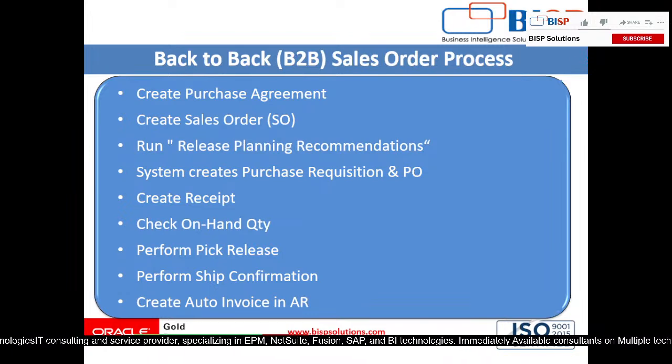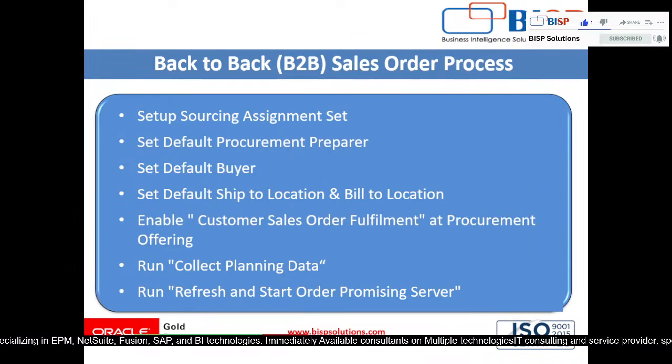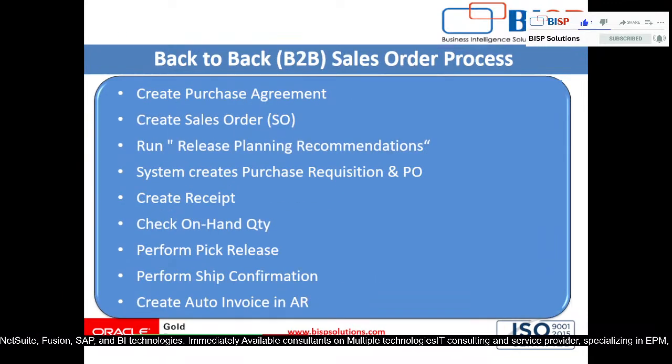We already did this one, so no need to perform it again and again. Whenever you are doing any practice, you have to perform some setups like these, and after that we create the sales order, and based on the sales order, the system creates the purchase requisition and purchase order. After that we create the receipt, and you can check the on hand quantity, perform the pick release, ship confirm, and auto invoice in accounts receivable.